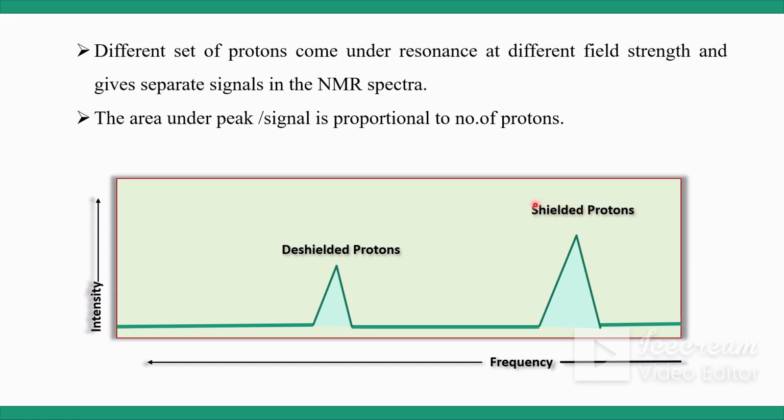Shielded protons require higher magnetic field strength to come under resonance. Their chemical shift values are less. In case of de-shielded protons, they require less magnetic field to come under resonance. Their chemical shift values are higher. In that case, the area under peak is different. This is because the area under peak depends upon the number of protons in that set of protons.